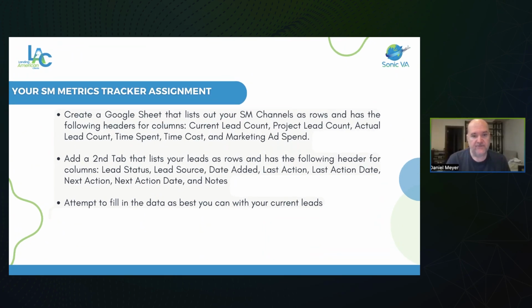This is what we're going to do for your next assignment. I want you to create a Google Sheet, right? So you have to create a Google Sheet that lists out your social media channels. Both of you gave me social media channels, so you start with one as a row, with the following headers for columns. Channel is the first column, right? And then across that row, you put other column headers: current lead count, projected lead count, actual lead count, time spent, time cost, market ad spend. Take a screenshot of this one so you don't have to remember it.